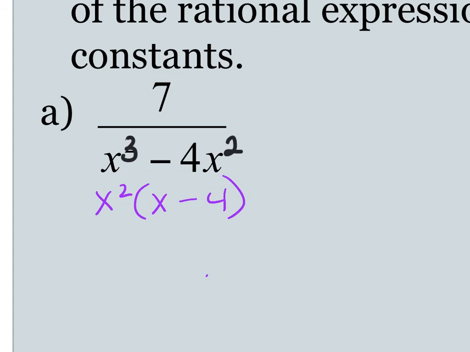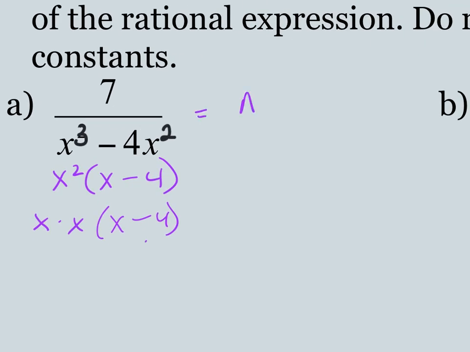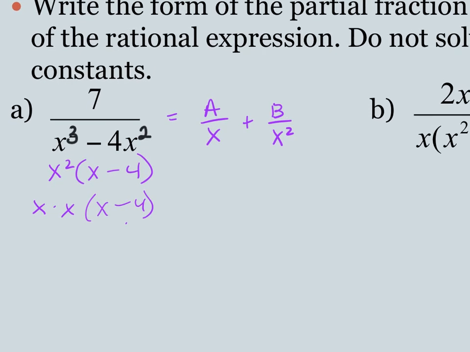No, it's not. It's x times x. If I talk about a linear factor, it's x minus 4, right? Those are all three factors. So when I rewrite this, it has to be a over x plus b over x squared. X is my repeated factor. Plus c over x minus 4. So x is my repeated factor this time.